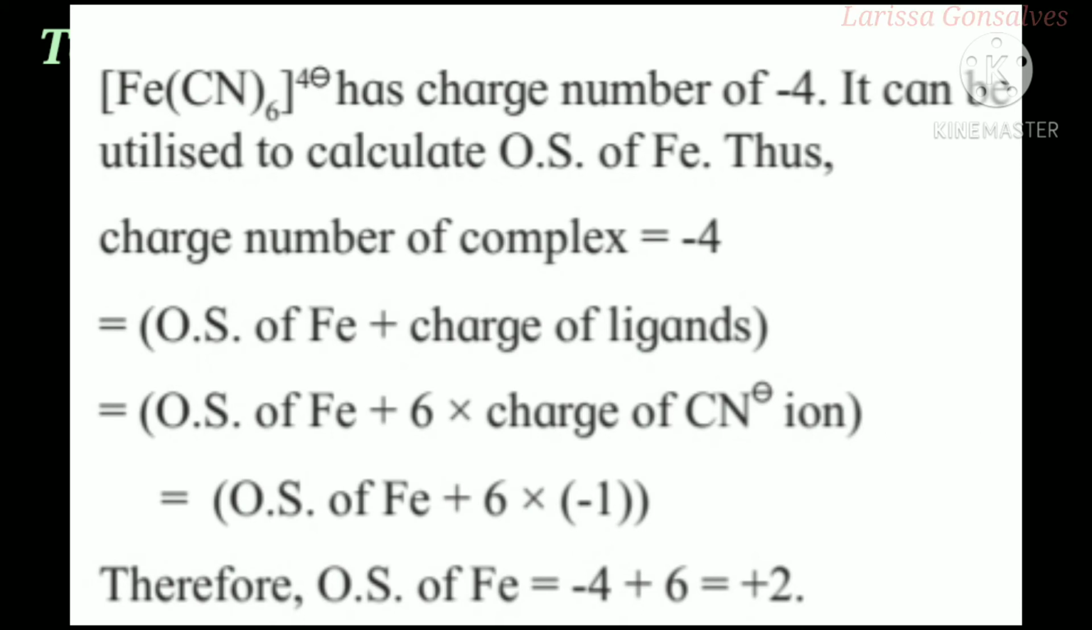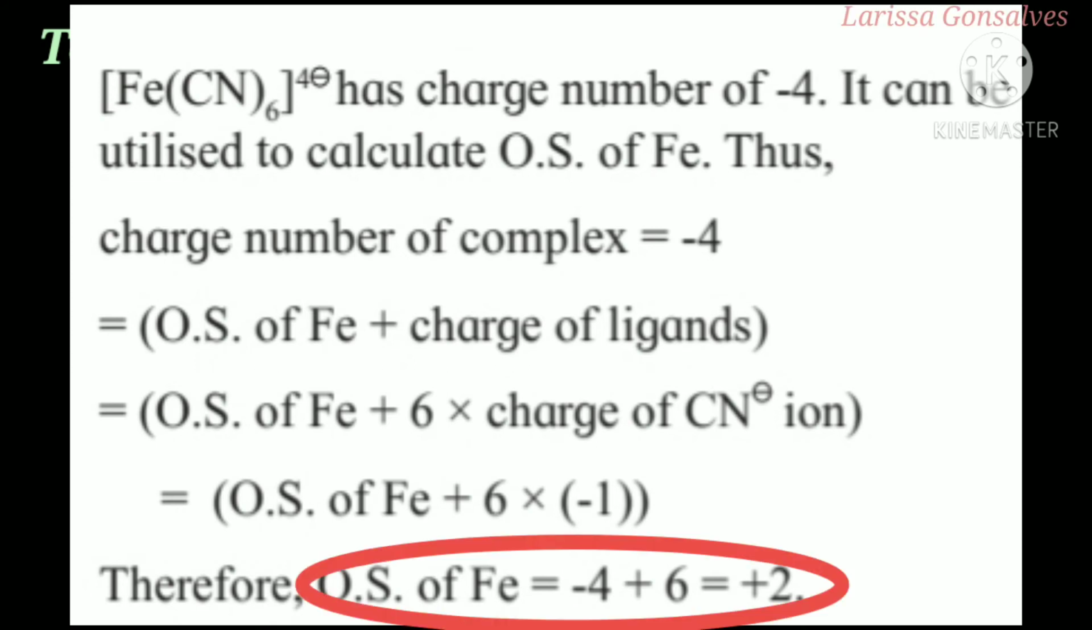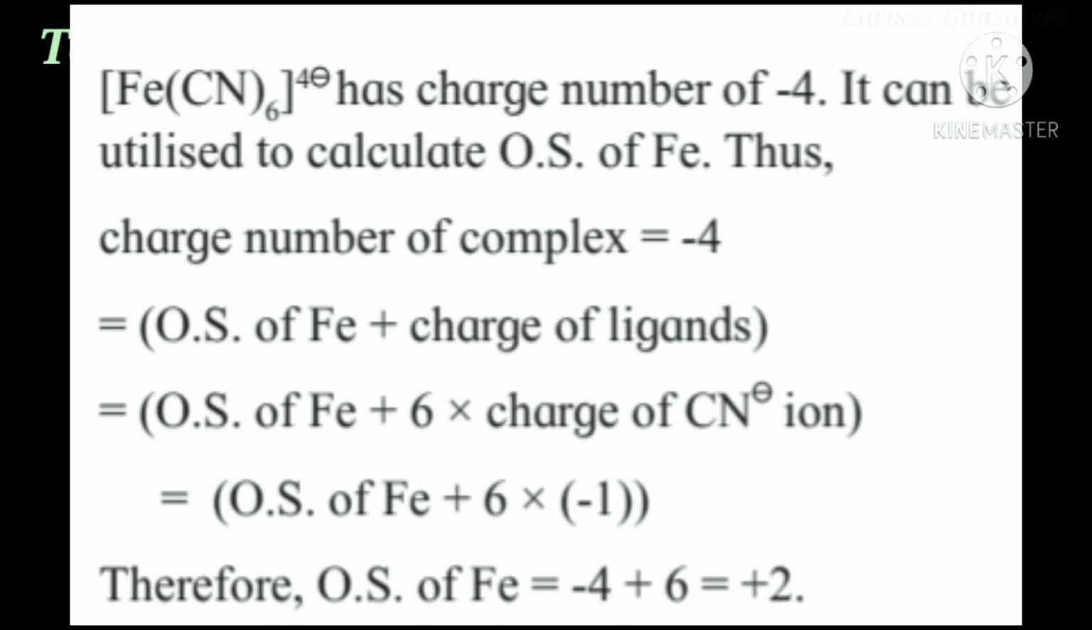Now we have to simplify this further. So the oxidation state of Fe is equal to -4 plus 6. Hence we get the oxidation state as +2 for iron. This is how you calculate the oxidation state for the central metal ion. If there is no net charge given, then you will take it as equal to 0.